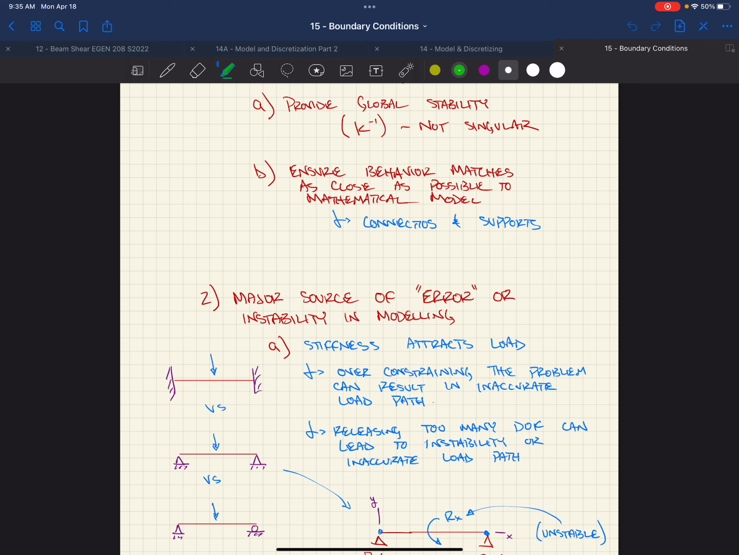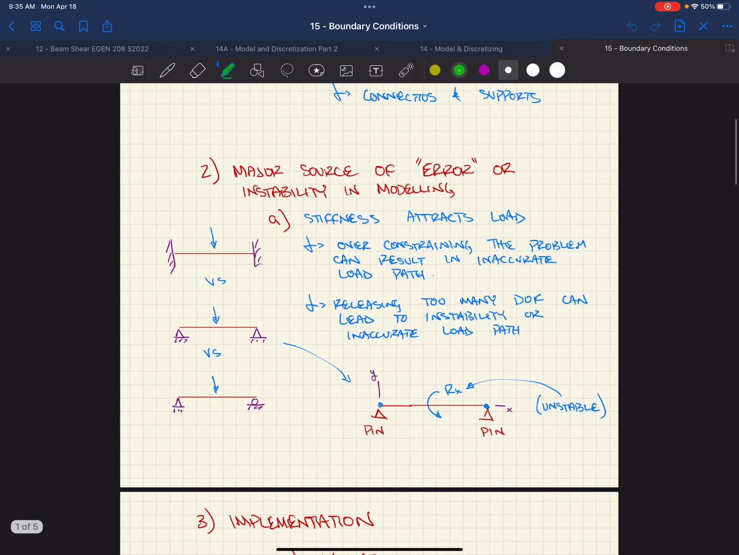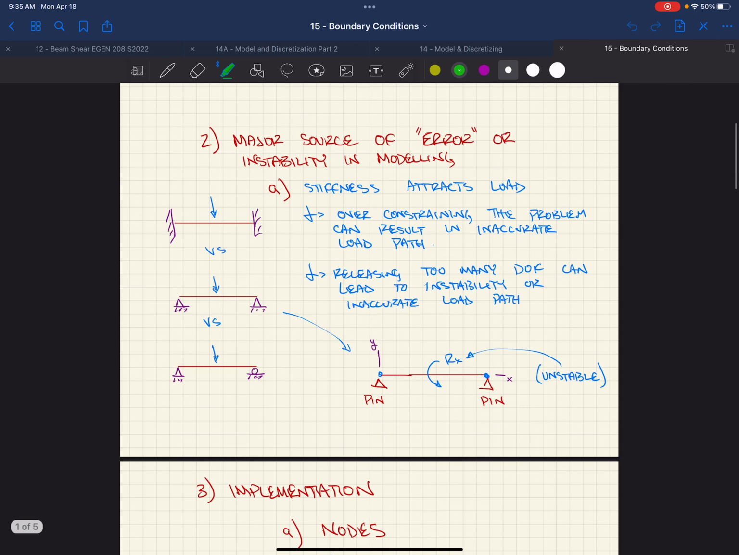Stiffness attracts load, as we talked about. Depending on how you load the model, that load may distribute differently. That may or may not be of interest to you based on whether you're looking at designing, say, the foundation versus designing one of the joists on the grander scale, like on the third floor landing of that elevator core. So with stiffness attracting load, over-constraining the problem can result in inaccurate load path. Releasing too many degrees of freedom can lead to instability or inaccurate load path. A lot of opportunities for inaccurate load path.